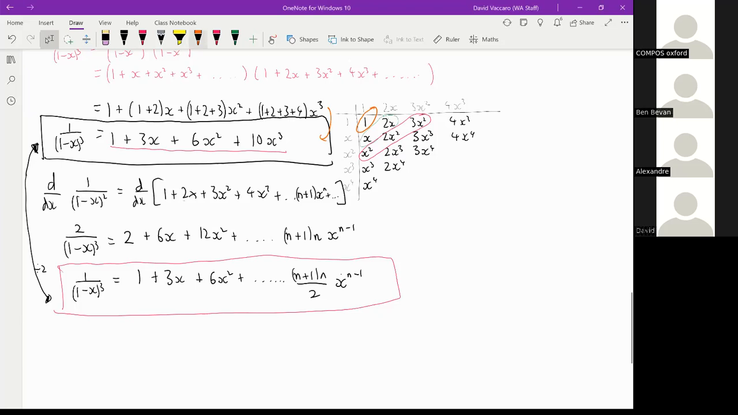Okay, simpler question. What are these numbers? Where have we seen these numbers before? 1, 3, 6, 10. Yeah, they're the triangle numbers. Okay, let's look back at our working and see why we got the triangle numbers.